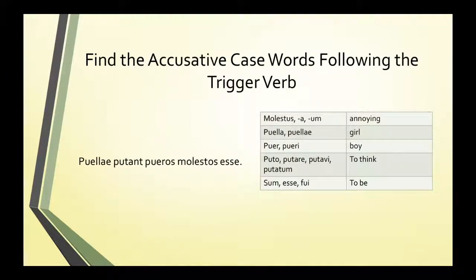Now you want to find the accusative case noun that serves as the subject of the infinitive and the direct object of the sentence. Notice that we have both pueros and molestos in the accusative case. Molestos is from molestus, which is an adjective. We want a noun to serve as the subject of the indirect statement, so that word will be pueros. It is the subject of the indirect statement. It, together with esse, form the direct object of the verb putant.